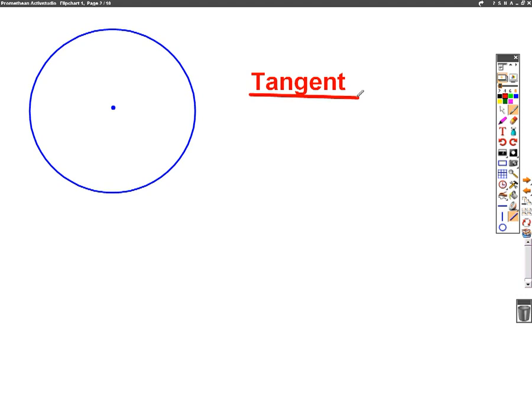Well, a tangent is a line which touches a circle just once. So I'm going to draw a tangent on this circle. As you can see, the reason that's a tangent is because it touches the circle just once. It's a straight line which touches the circle just once. And we know something about a tangent. If I join the tangent up with the centre of the circle, I'll get the radius. This line here is the radius. This line here is the tangent.